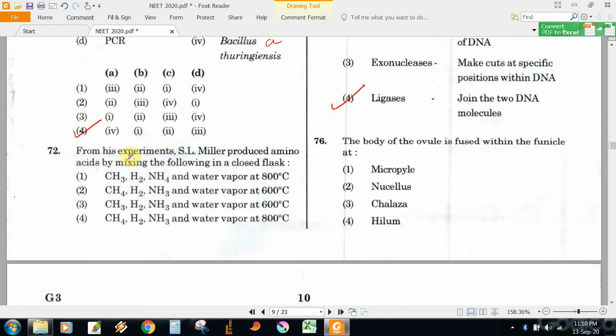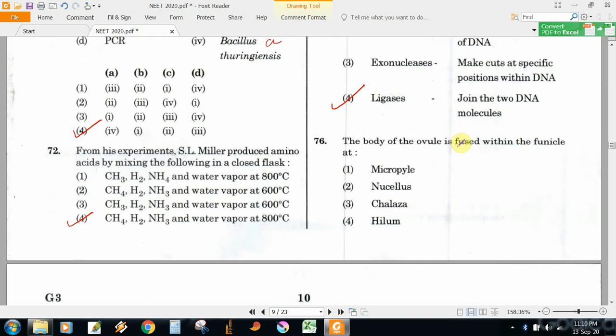So from his experiments, Stanley Miller, that is S.L. Miller, produced amino acids by mixing the following in the closed flask: CH3, hydrogen, ammonia, and water vapor at 800 degrees Celsius; CH4, hydrogen, ammonia, and water vapor at 600 degrees Celsius; next is CH3, hydrogen, ammonia, and water vapor at 600 degrees Celsius; and finally, methane, hydrogen, ammonia, and water vapor at 800 degrees Celsius. Exactly, it is the fourth one.